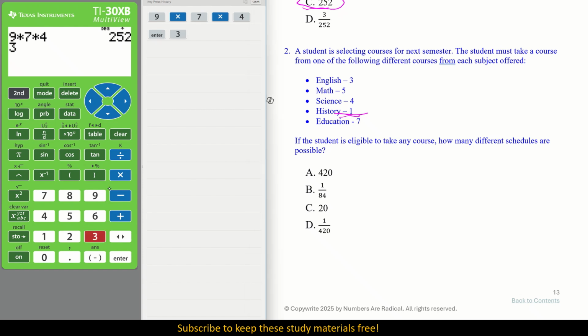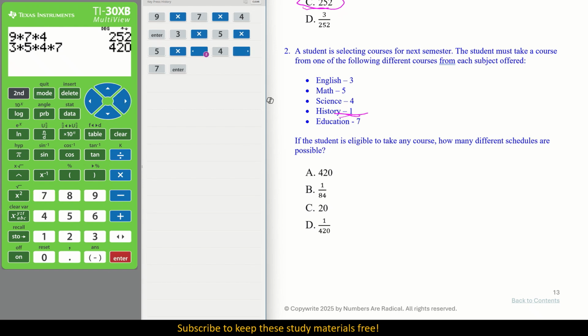So, we have 3 times 5 times 4. And then, oops, that should be a 4. Type over that. Okay, there we go. 4. And then times the 7 and enter. That would be 420 possibilities, schedule possibilities.